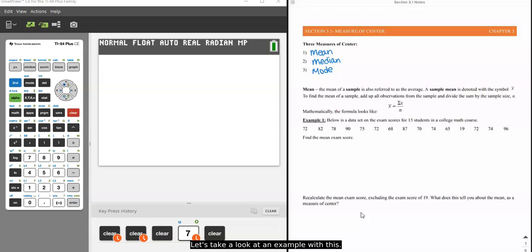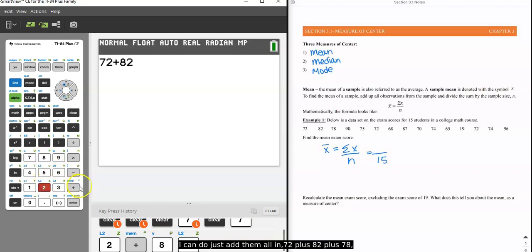So let's take a look at an example with this. Example 1 says, below is a data set on the exam scores for 15 students in a college math course. I have all their different scores, and we want to find the mean exam score. So x bar is equal to the sum of x all over n. They already told us the sample size, it was 15, so my denominator is going to be 15. What we need to do now is add up all of the 15 data points that I have. So I'm going to do that on my calculator.